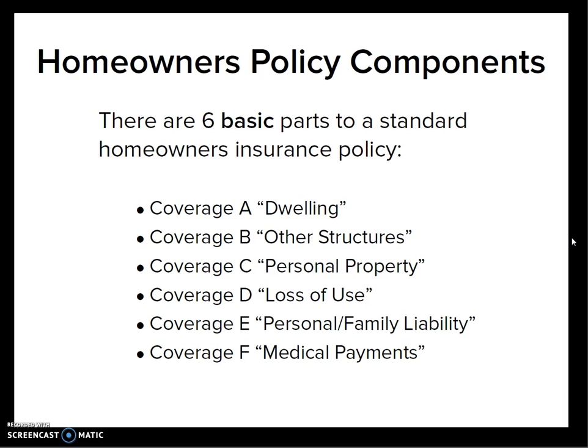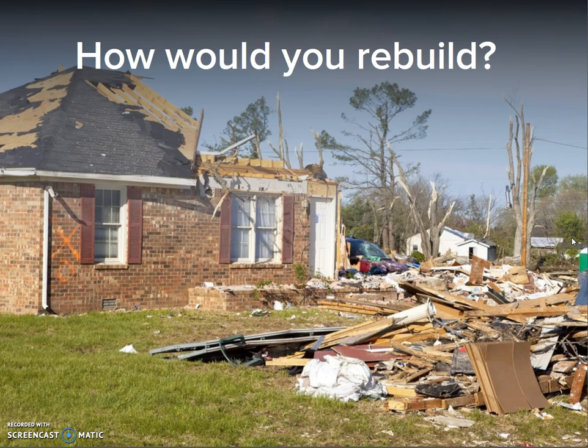So we're going to jump right into the homeowners insurance policy. The homeowners insurance policy is spread out in 6 basic parts, Coverage A through F, starting with dwelling, other structures, personal property, loss of use, personal family liability, and of course medical payments. We're going to go into each one of these in depth, but this is what a standard homeowners insurance breaks into.